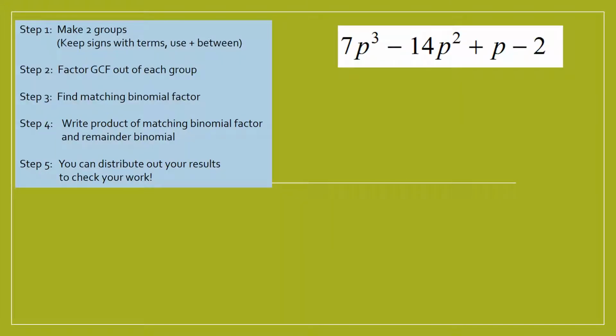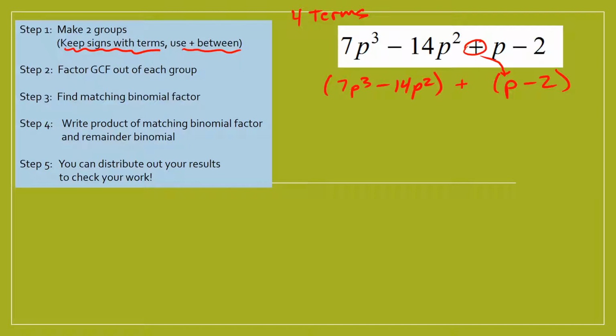So here are the steps if you want to write those down. But the gist is you use grouping when you have 4 terms. So first you have to have 4 terms for grouping to work, which we have here. So step 1 is you make 2 groups. So you just break it up into the first group and the second group. Now it's important that whatever this sign is here goes into the group. So if it was negative, we'd want it in there. And we always separate the 2 groups with a plus. So keep signs with the terms. Use plus in between. Then we're going to factor the GCF out of each group.